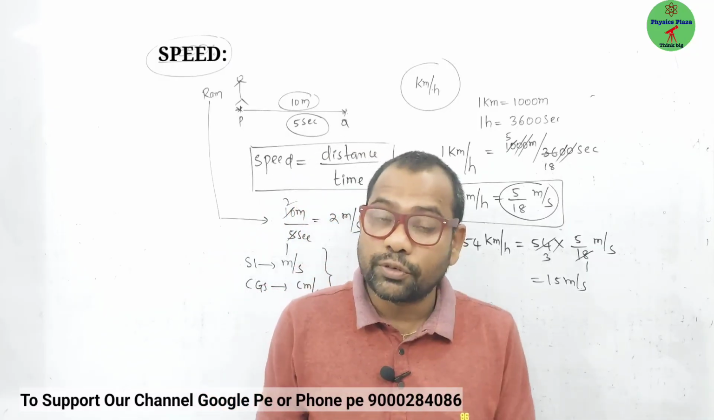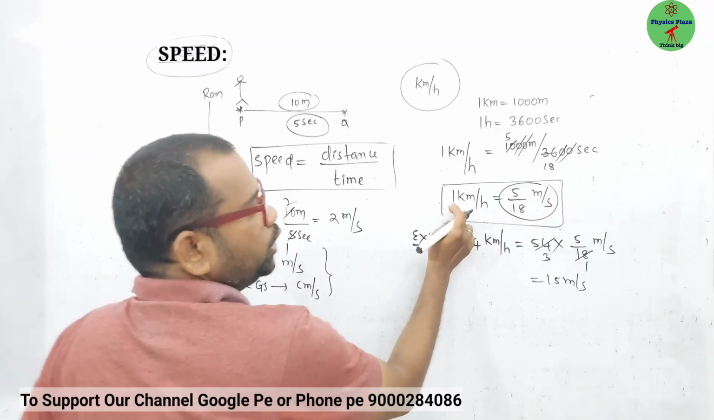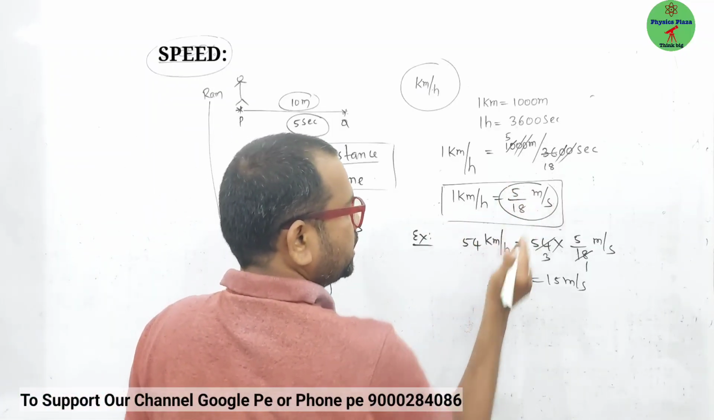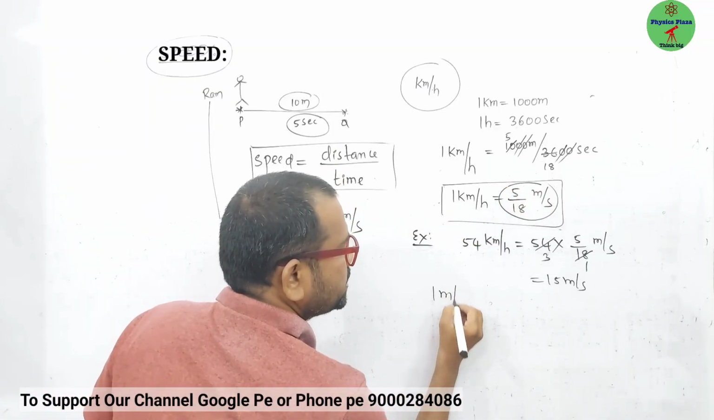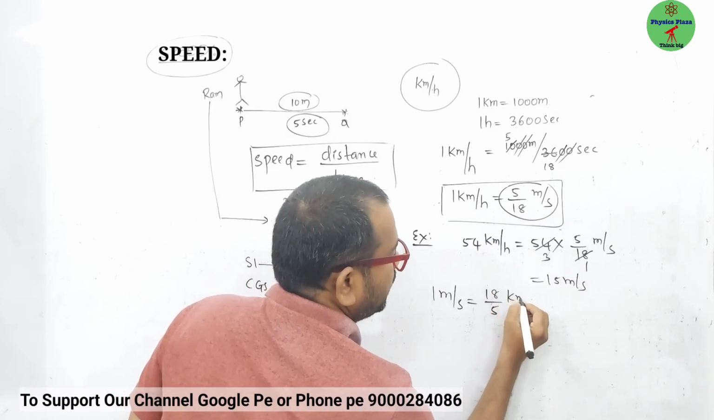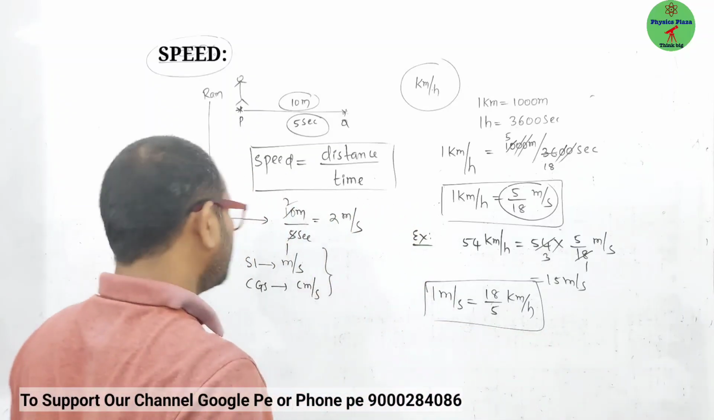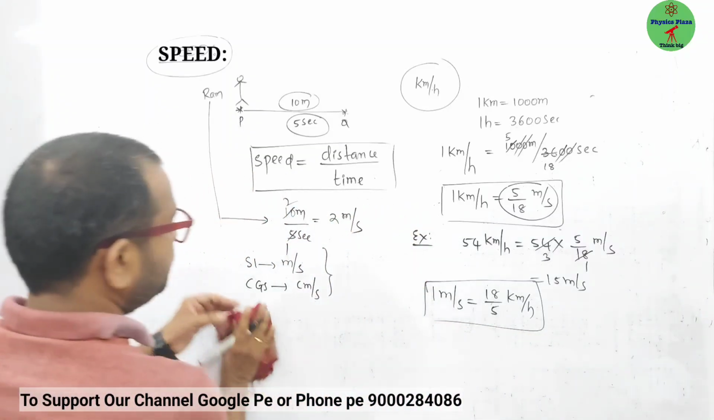Sir, then how to do the conversion from meter per second to kilometer per hour? Very simple, children. 1 kilometer per hour is equal to 5 by 18 meter per second. Then 1 meter per second is equal to 18 by 5 kilometer per hour. It will become reciprocal. Now, whenever they ask you to do the conversions.